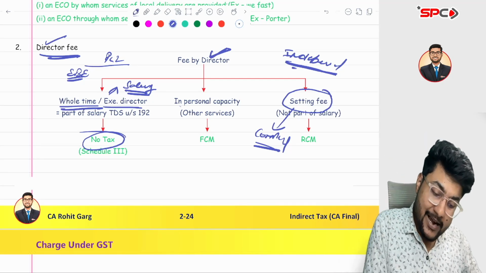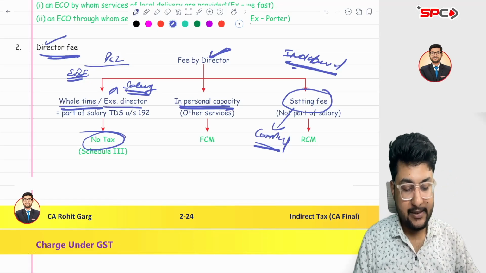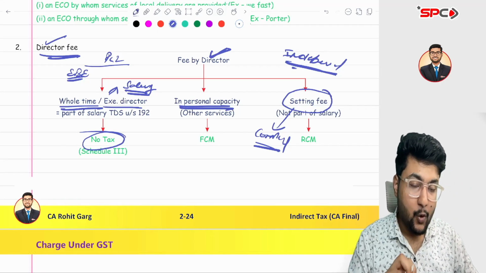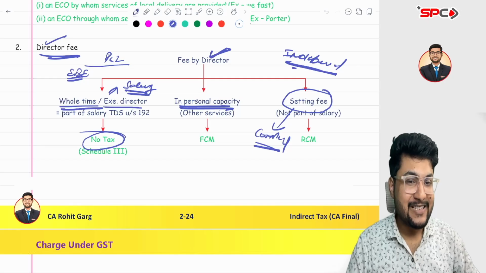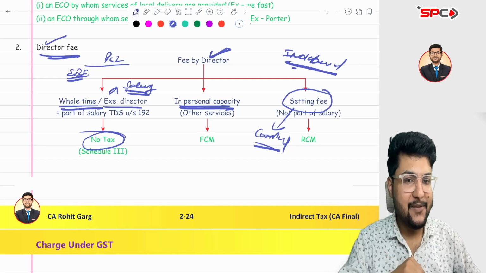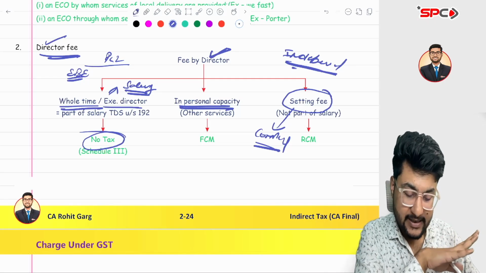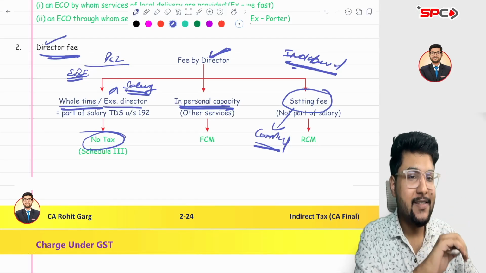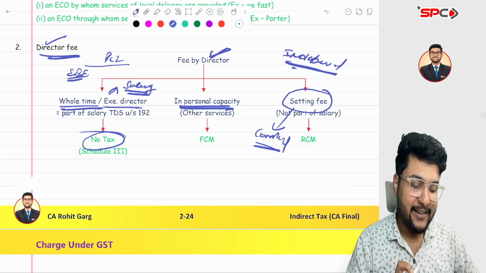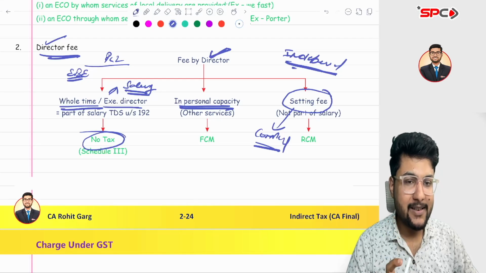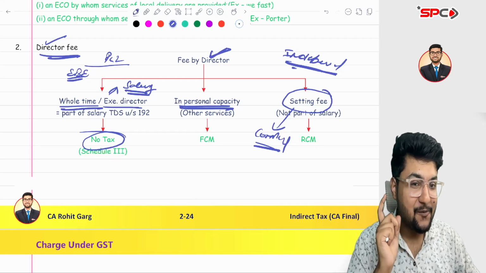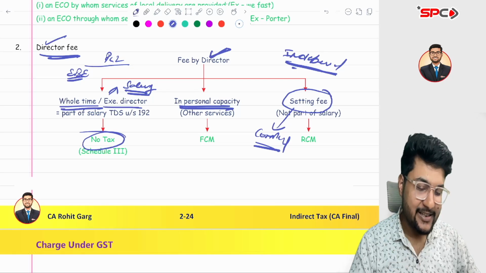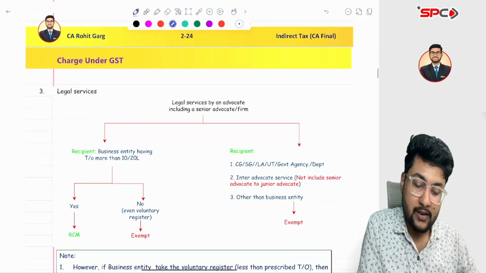But sometimes a director gives services in a personal capacity. For example, a director also has a CA firm, and through that CA firm he is giving accounting advisory services. In that case, the director is giving services in a personal capacity, then that CA firm will charge the tax, and it is not covered under RCM. Was it clear? Yes, sir. The second entry is also clear.